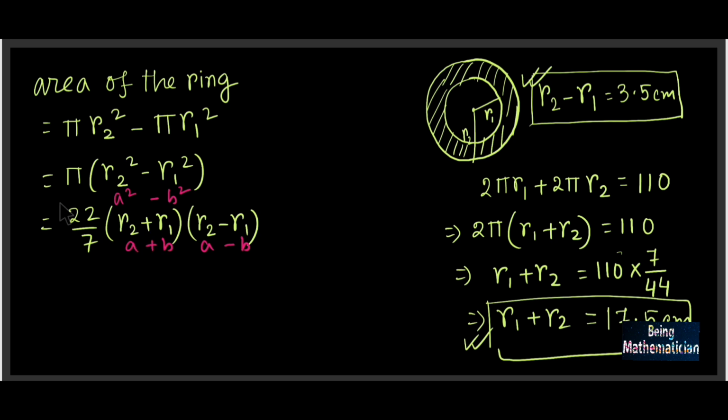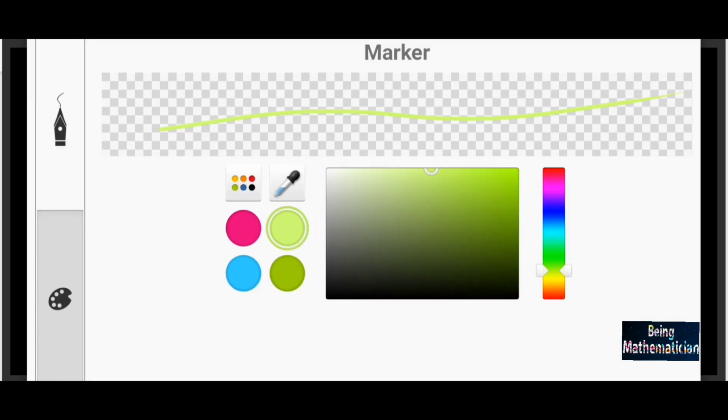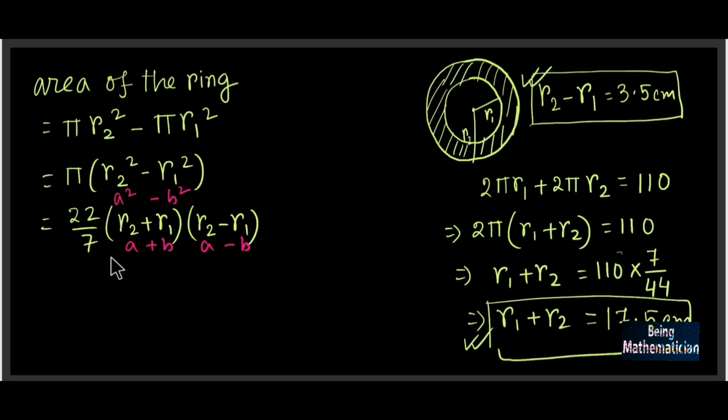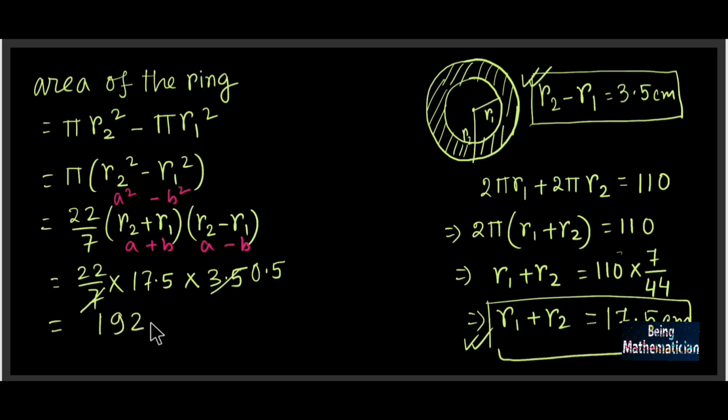So now we can say that 22/7 and r2 plus r1 is 17.5 and r2 minus r1 is 3.5. So it is 0.5. Now the product will be 192.5 centimeter square. So it is our answer.